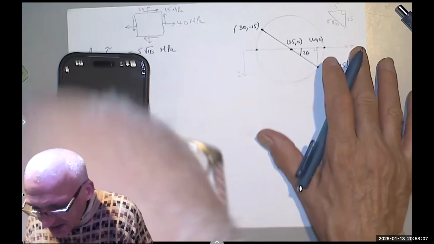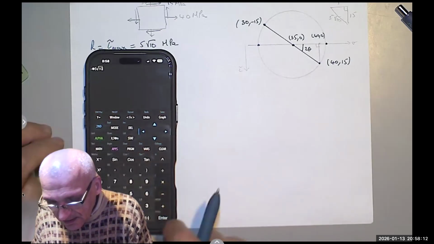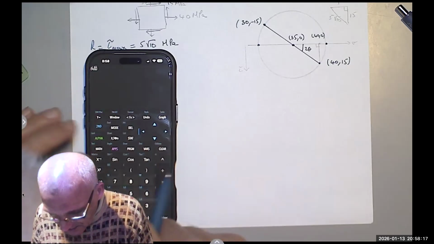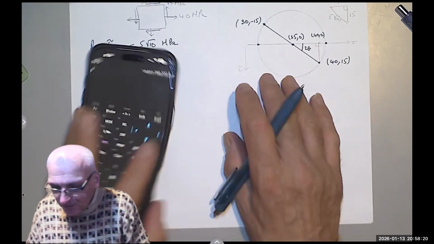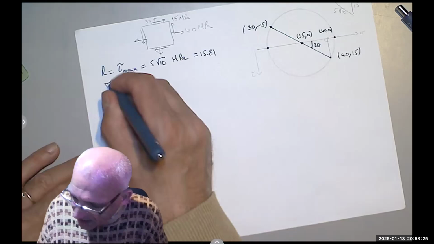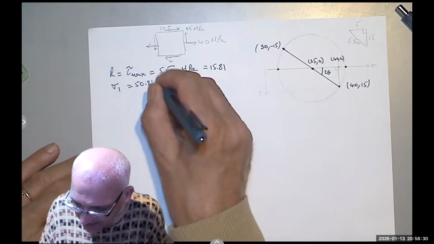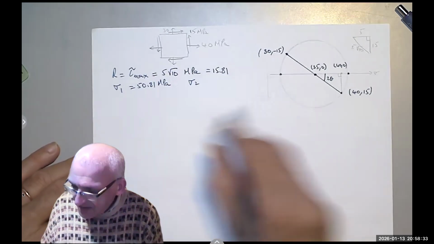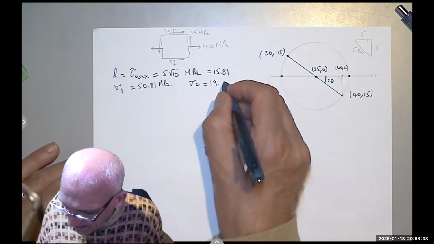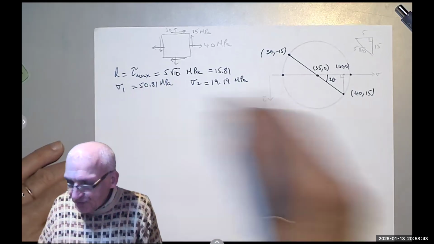So we can say 5 square root of 10. Oh, there is a negative. And what is that? 5 square root of 10 equals 15.81. So we say sigma 1 is 35 plus that, so it's 50.81 megapascal. And sigma 2 is this minus that, so it's 19.19, right? Megapascal. And then we can find 2 theta.